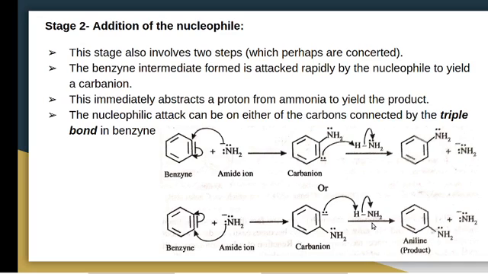So in the elimination addition mechanism, the first stage involves 2 steps and the second stage also involves 2 steps. In this stage, the first step involves the formation of the carbanion and the second step is the abstraction of a proton from the ammonia, forming the nucleophilic substituted product. So this is the elimination addition mechanism.